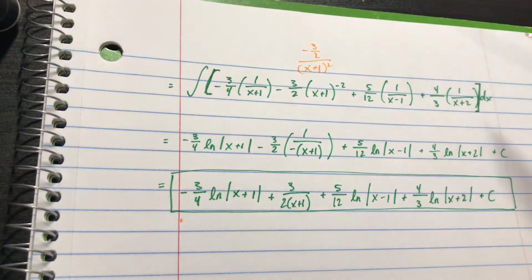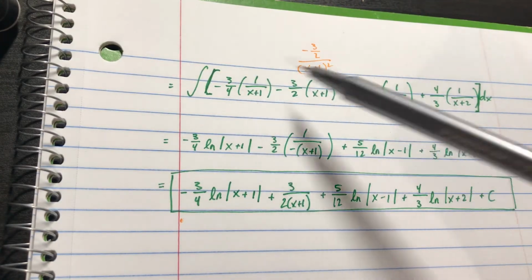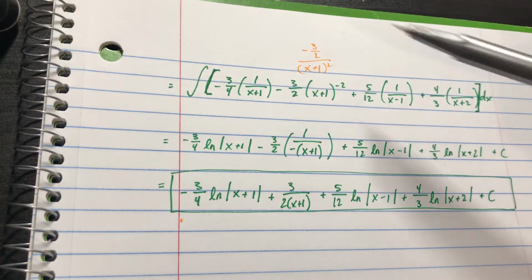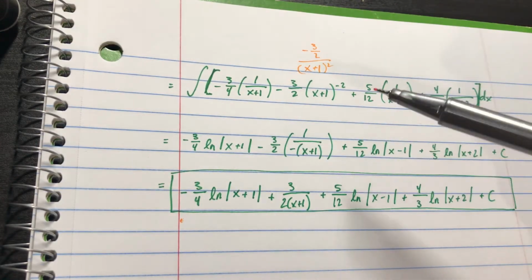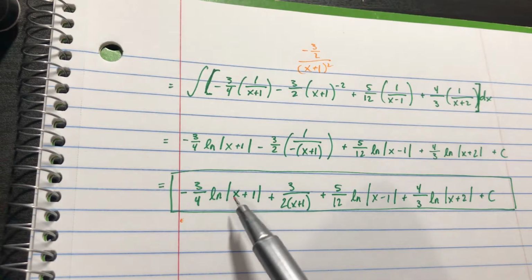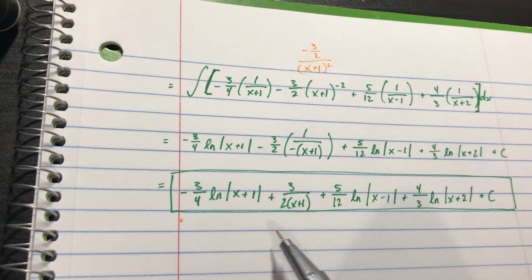After solving each of these integrals individually, and we can do that because we have separate functions separated by plus and minus signs, we find that our answer is equal to negative 3/4 times the ln of the absolute value of x plus 1, plus 3 over 2 times x plus 1, plus 5/2 times the ln of the absolute value of x minus 1, plus 4/3 times the ln of the absolute value of x plus 2, and we can't forget our constant plus c.